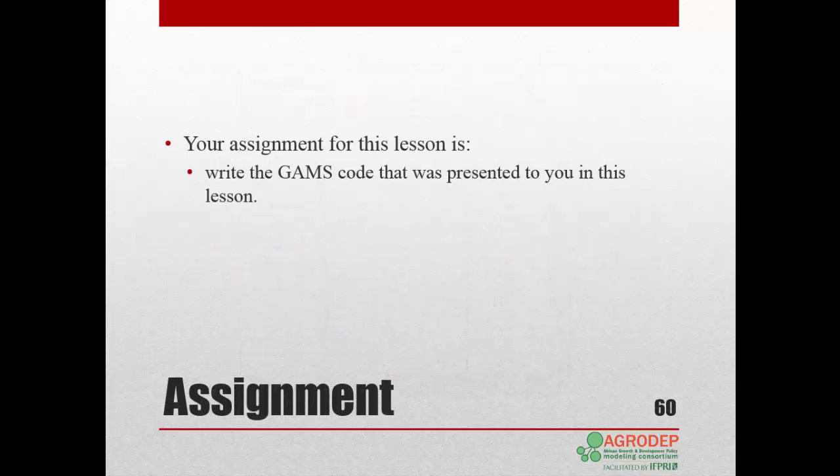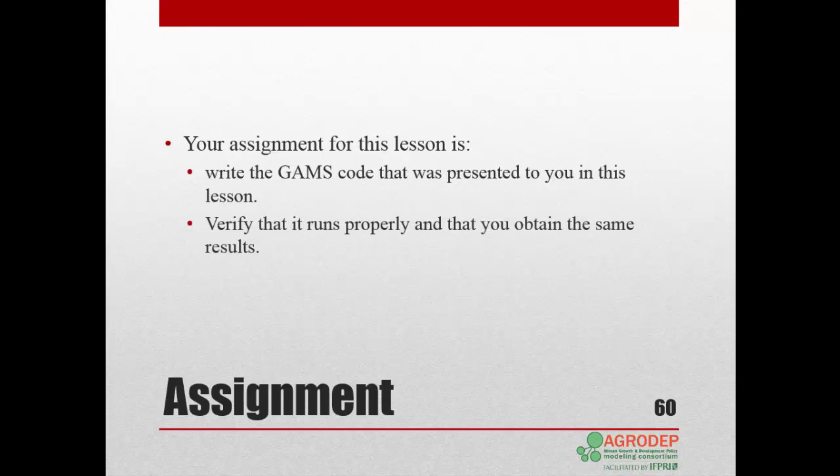We have now completed Lesson 5 of the GAMS training, and for your assignment, write the GAMS code that was presented to you in this lesson. Don't hesitate to test your knowledge by trying different ways of coding the model. Next, verify that it runs properly and that you obtain the same results. Again, this is an opportunity to learn how to detect and correct errors if you have opted to write the model differently. Finally, run 1 or more simulations by trying various changes and compare the simulation results with the base solutions.